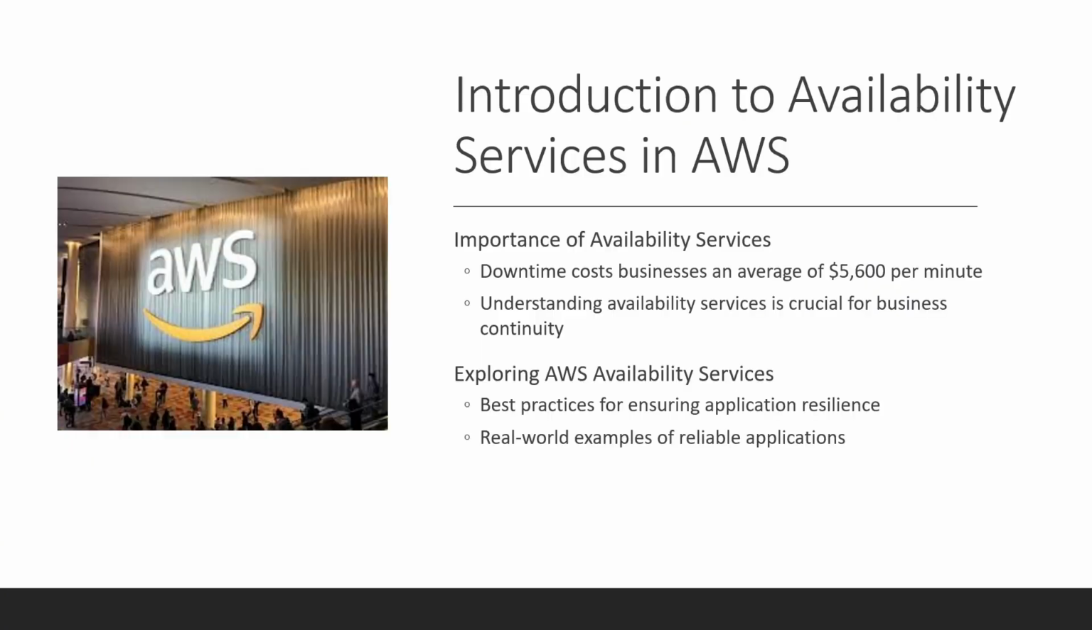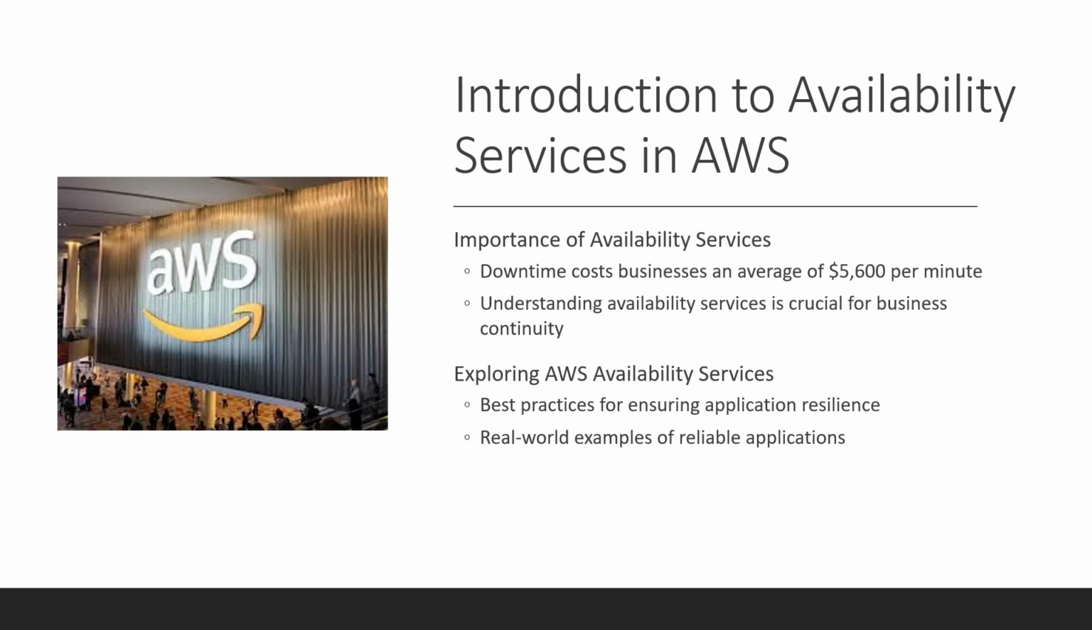So let's get started. Did you know that downtime costs businesses an average of $5,600 per minute? That is why understanding availability services is crucial. And in this video, we are going to be exploring AWS availability services, including best practices and real-world examples to ensure your applications are both resilient and reliable.